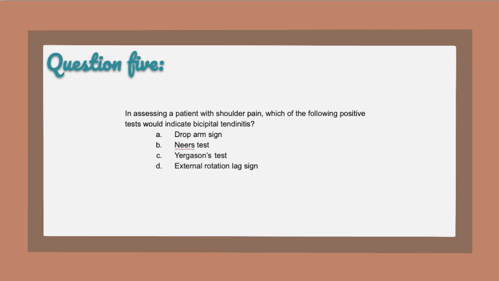Question 5. In assessing a patient with shoulder pain, which of the following positive tests would indicate bicipital tendinitis? A. Drop arm sign. B. Neer's test. C. Yergason's test. D. External rotation lag sign.